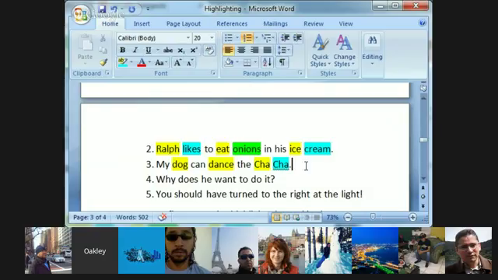All right. Okay. Read the sentence for me. My dog can dance the cha-cha. Okay. I couldn't really tell. Which word are you highlighting here? Cha-cha. Okay. My dog can dance the cha-cha. Why is it blue? I'm making it blue because it's a lower pitch.